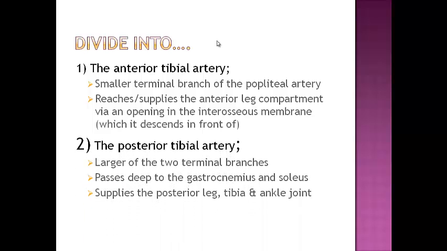The other terminal branch of the popliteal artery is the posterior tibial artery, and it is the larger one. It passes deep to the gastrocnemius and soleus and ends up supplying the posterior leg compartment. It also supplies the tibia, and it also supplies the ankle joint.